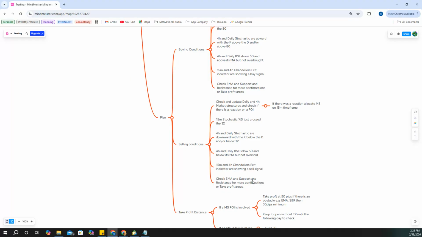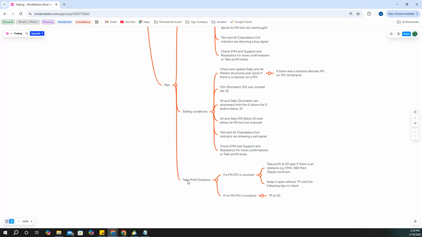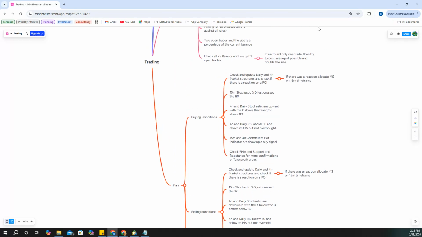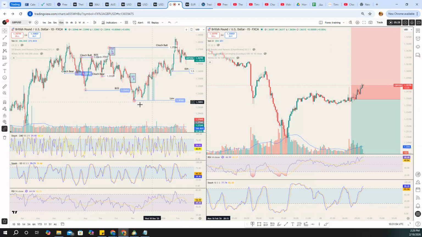Check the EMAs, support and resistance, for either more confirmation or take profit areas. For the take profit distance, if there is a POI involved, then 50 pips or open. If there is no POI involved, then 30 pips. Okay, so those are the conditions. Let's apply those conditions to today's trade, the GBP USD. We did that yesterday on the USD JPY.